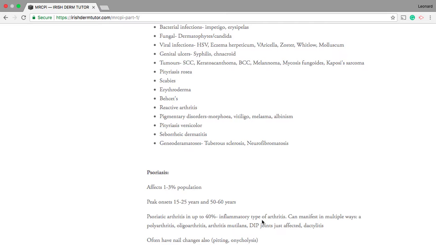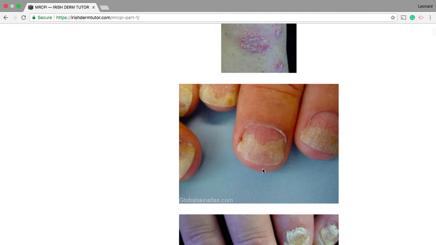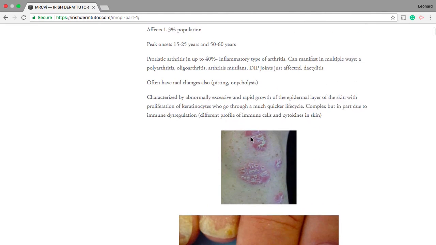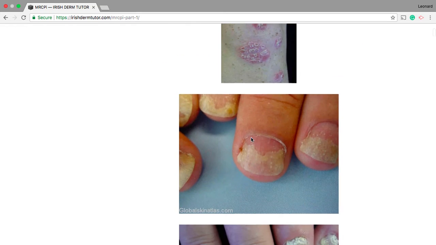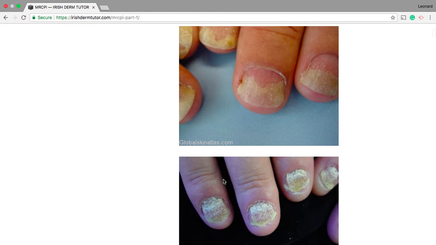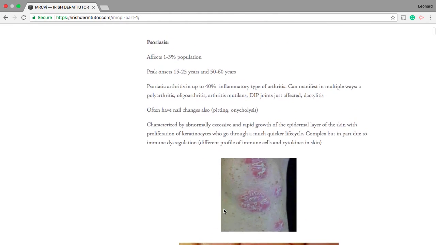You can also get nail changes commonly. So pitting can often be seen, and this is small little indents or depressions seen on the nail surface. You can also get onycholysis, which is separation of the nail plate from the nail bed, as we can see here. And if it gets severe, you can even get dystrophy, in which you get deformation of the nails with extra keratin in them and increased brittleness.